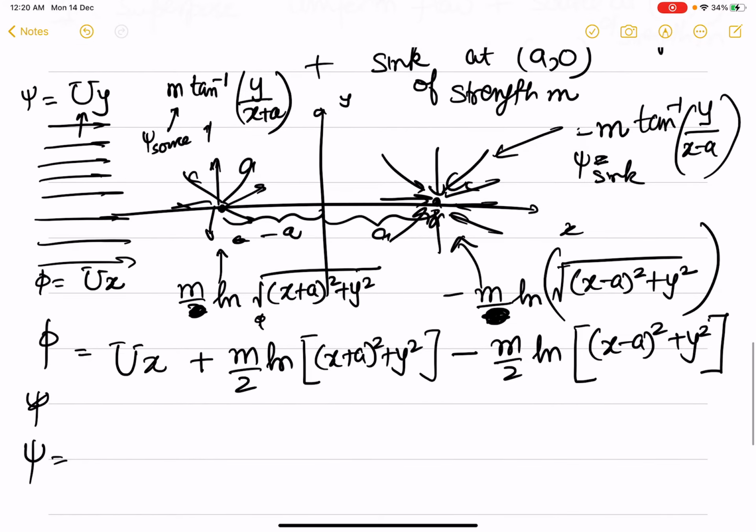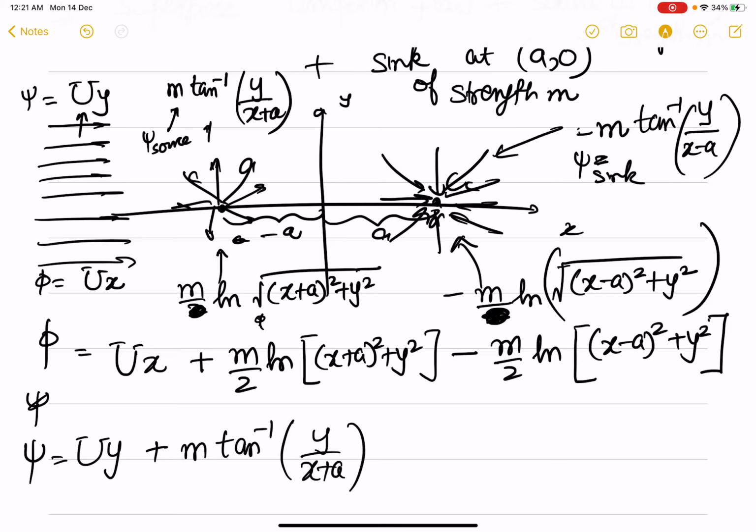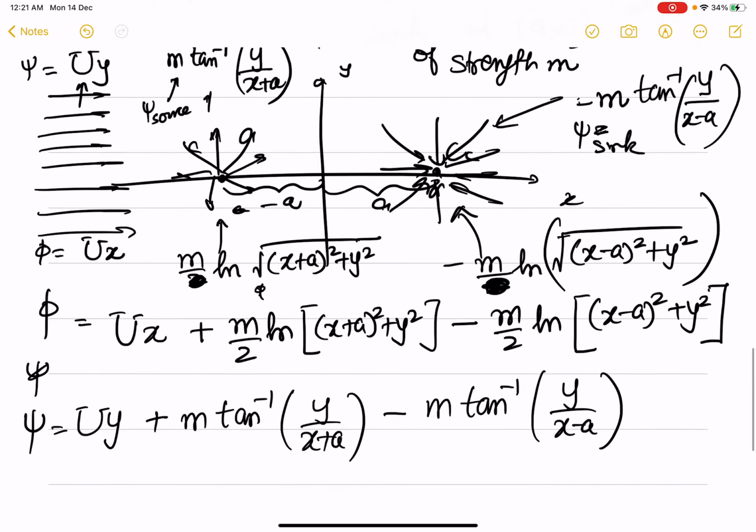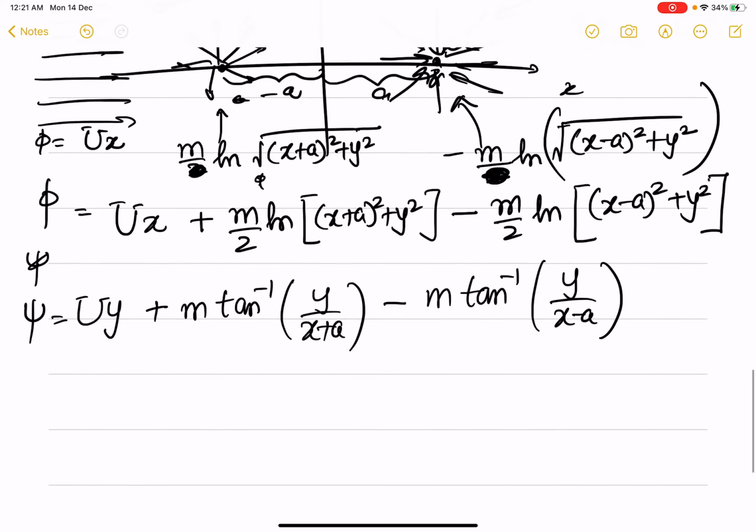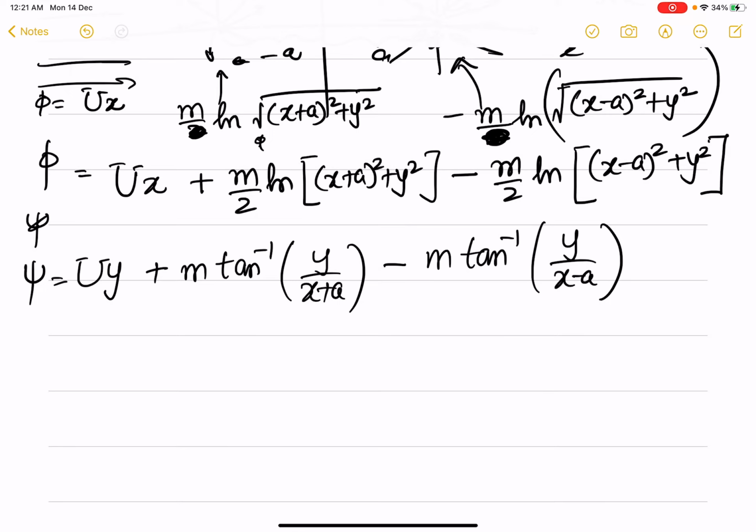So the total psi becomes u times y plus m times tan inverse of y by x plus a minus m times tan inverse of y by x minus a. So this is how we can superpose sources and sinks, or maybe vortices if they are not at origin. Now of course we can use some formulas.